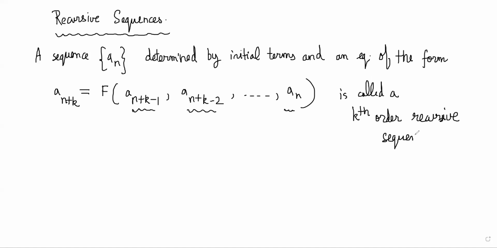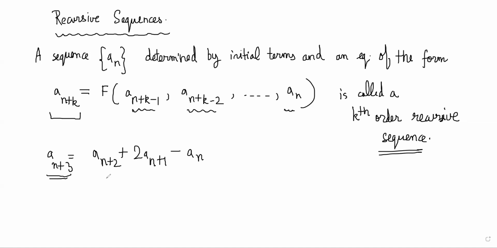So notice what we have defined the sequence as. Here we have a_{n+k}. For example, a_{n+3}, if you say that it is a_{n+2} a_{n+1} minus a_n, here a_{n+3} is written as a function of these three lower terms, right? So that will be a third order recursive sequence. As long as you can express a_{n+k} as a function of lower order terms till a_n, we get a kth order recursive sequence, right?